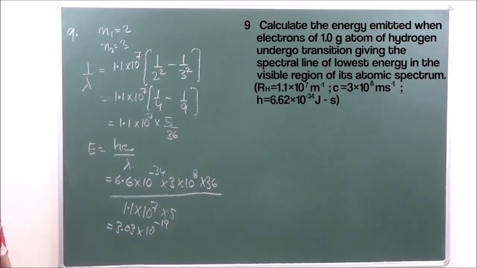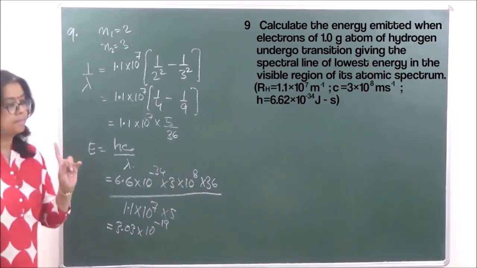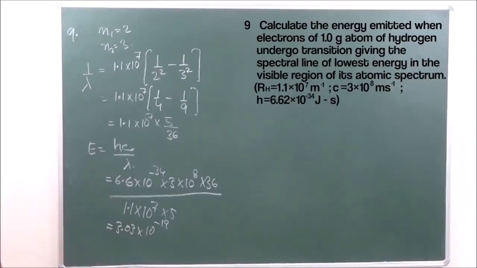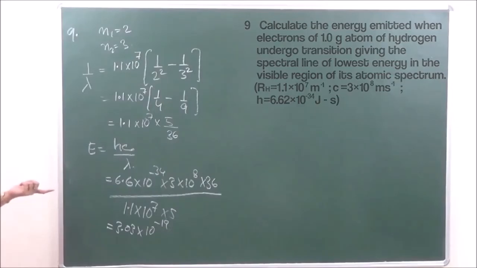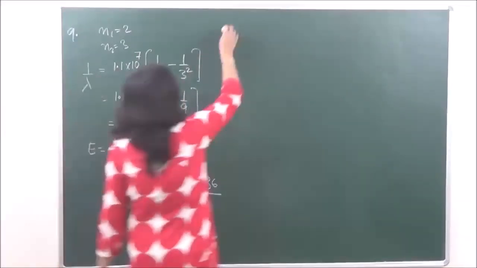Now over here we have to calculate the energy with respect to 1 gram of atom. That is what is asked in the question: calculate the energy emitted by electrons of 1 gram of an atom. So let's calculate the energy for 1 gram of an atom. That will be equal to this into Avogadro's number, because the atomic number of hydrogen is 1. Okay? So the number of atoms in 1 gram of hydrogen will be Avogadro's number of atoms.